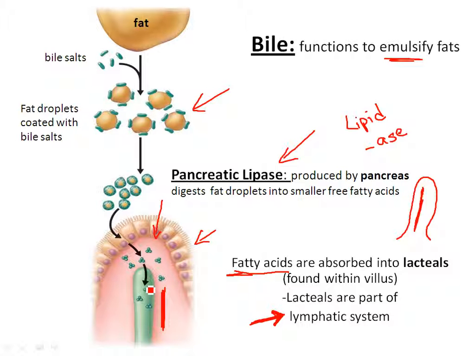Blood will then take the fats through its network and carry it to the liver, and then the liver will process the fat, break it down. If the body doesn't need an immediate source of energy, it will store it as adipose in the tissues.